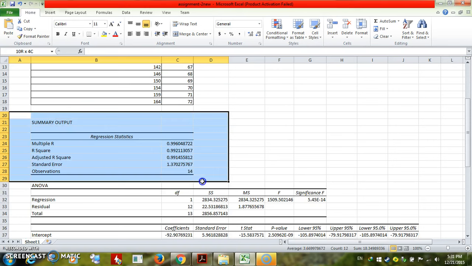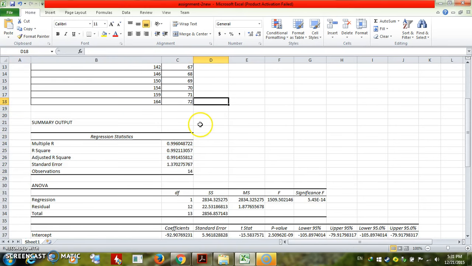This is the summary output for the regression analysis, and we look at the R square value here. It shows that it is 0.99 something, and it is very close to 1, which means that all the data here fit the regression line, and the closer to 1, the better the regression analysis.